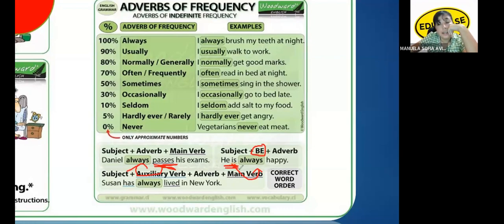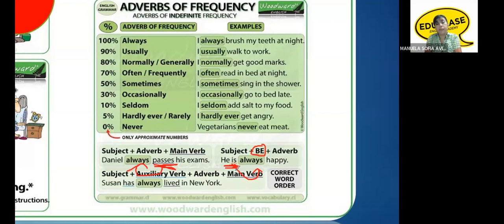So this is another section. If you are working with verb to be, if you are mentioning, for example, she's always at home. She's always at home. Always is an adverb of frequency. Is a verb. But it's verb be. So in that case, after the verb be: she is always at home. But if I say, she always speaks Portuguese.